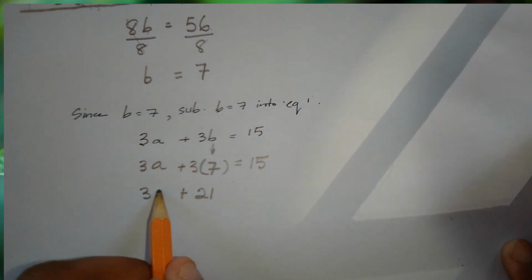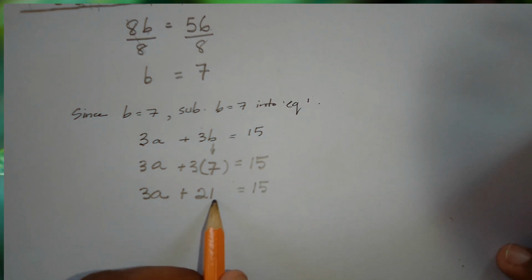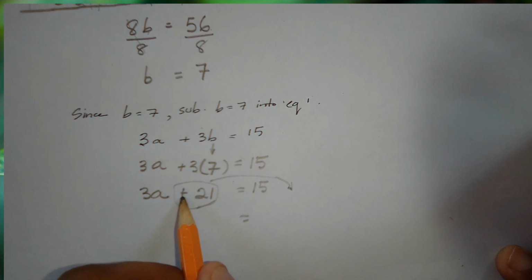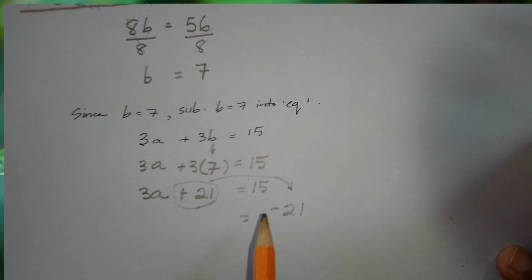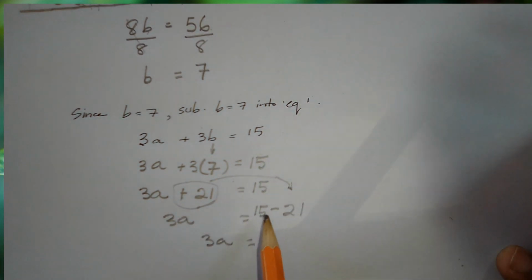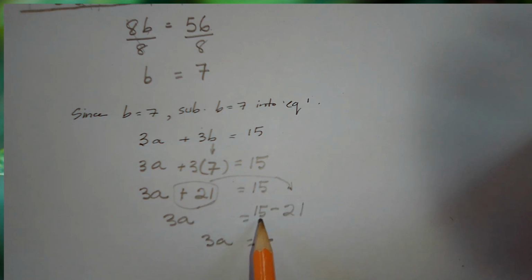Awesome. So I need to solve for a now. So I need to take this 21 and carry it across. When I do carry it across, it's going to change from its original sign to its opposite sign. So here it was positive, so here it's going to be negative. And then I have this 3a. So 3a is going to be equal to 15 take away 21, which is going to be negative something, because look, you're taking away something bigger from another number. So that's going to give us negative 6.